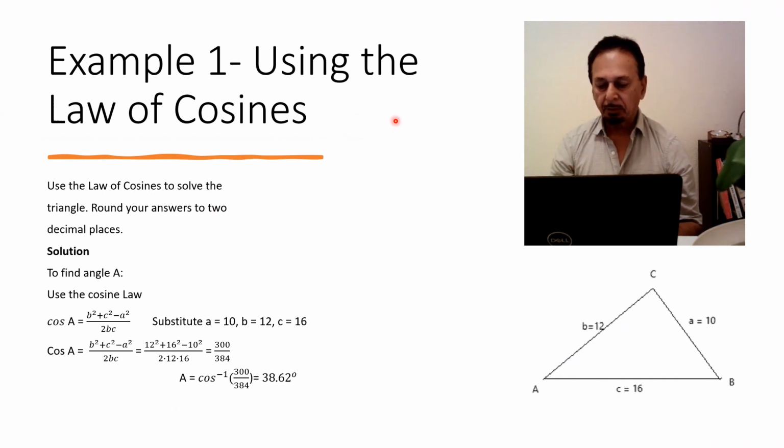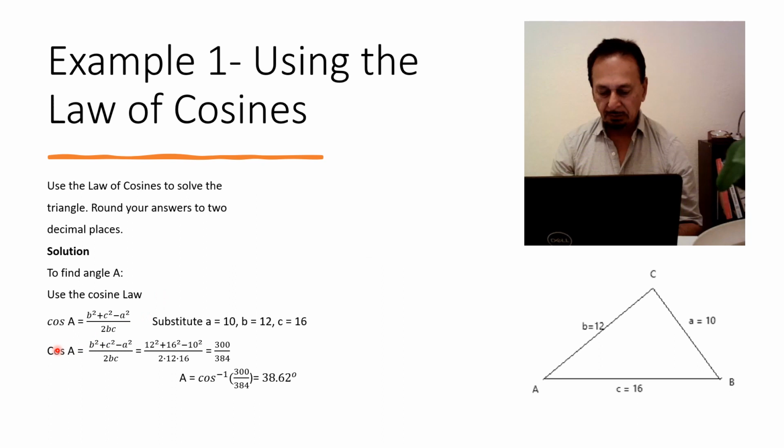So here is example 1 using the law of cosines. Use the law of cosines to solve the triangle and round your answer to two decimal places. So here is a triangle. Side a is 10, side b is 12 and side c is 16. So it looks like we need to find all the angles.